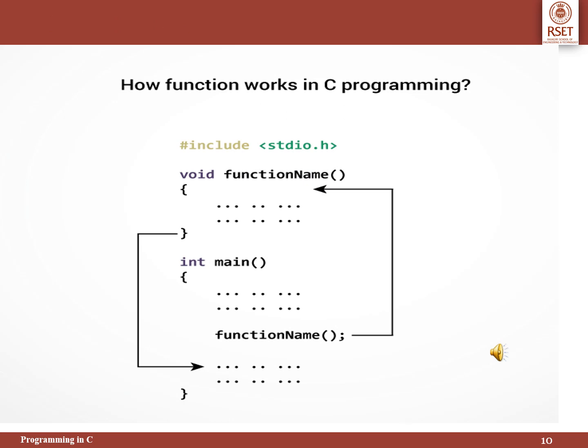The given image shows how a function works in a C program. A function is being called from the main function. At that time, the program control will be transferred to the called function. Here, the name of the called function is function name. So, inside the called function, the defined task will be performed, and when it reaches the closing brace, the control will automatically transfer to the main program.